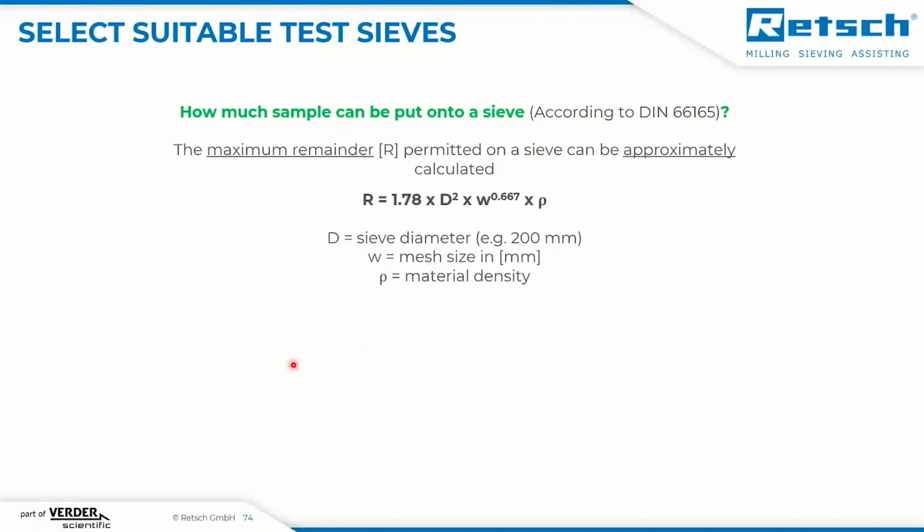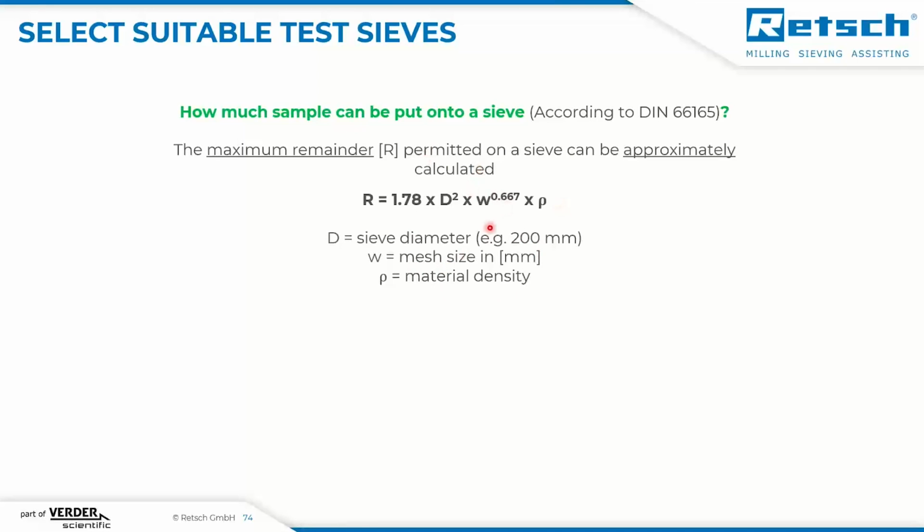And here we have a rough equation which helps you to determine how much sample can be put on a specific sieve. Here you have to know the diameter of the sieve. For example, for the AS200 series, the diameter is 200 millimeter. For the larger systems, it goes up to a 450 millimeter diameter sieve. Of course, this can hold more sample than a smaller diameter sieve. So you also need to take into account the mesh size and the material density.